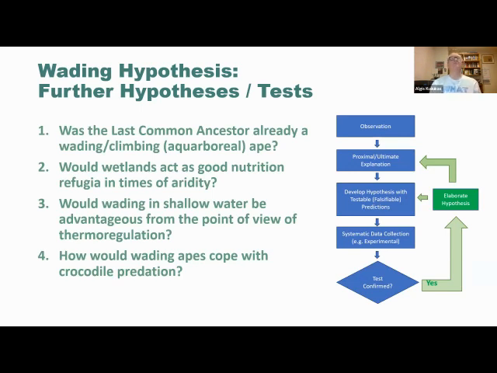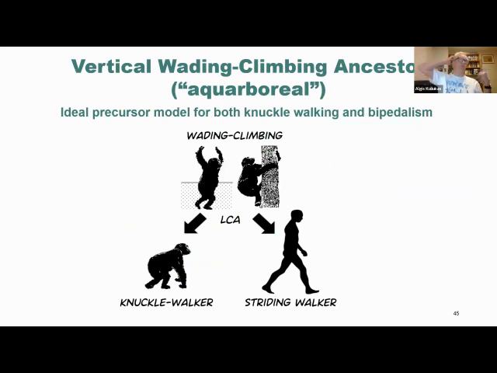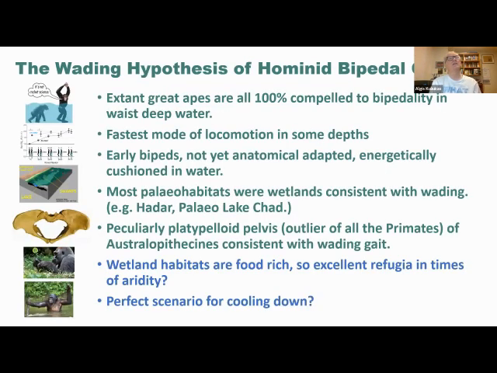So basically, I think that the wading hypothesis meets a lot of these answers. I think a wading climbing, aquaboreal last common ancestor provides a perfect precursor to both knuckle walking and to the striding gait. I think that works very well for that. And if you look down this list here, you can see that all of these testable predictions are met, and some of the ones that I haven't tested are pretty likely to be met. So I think it's a pretty good hypothesis.